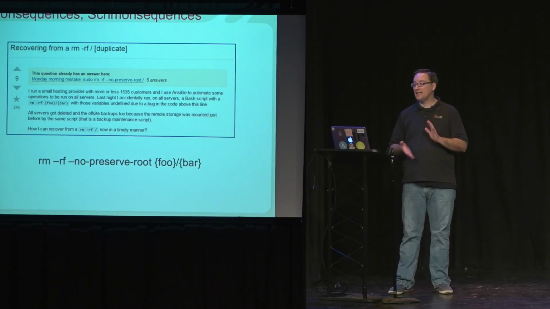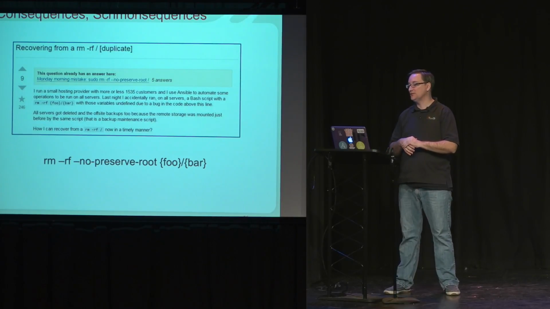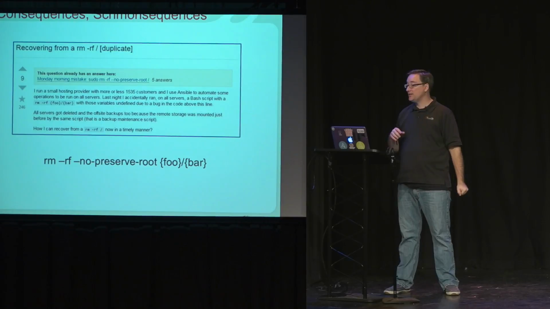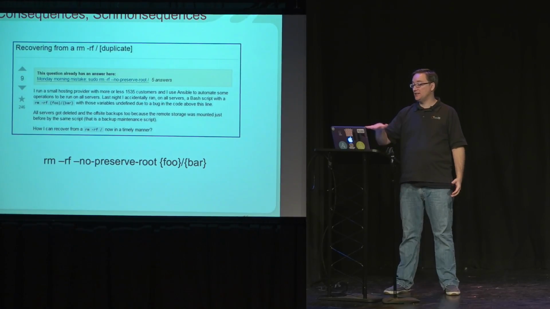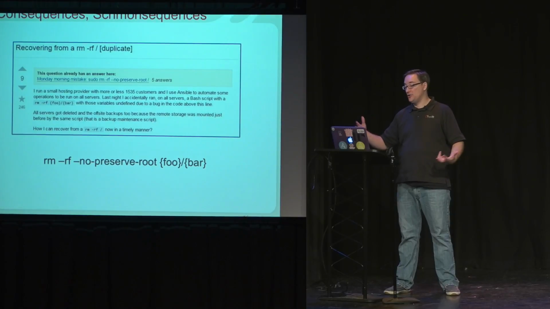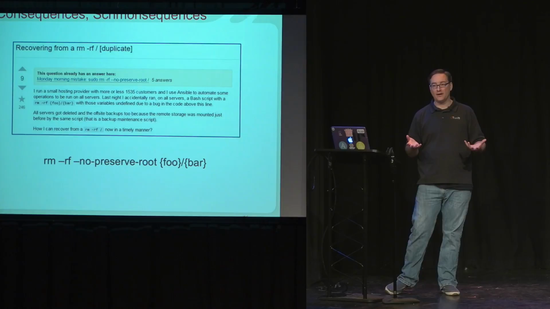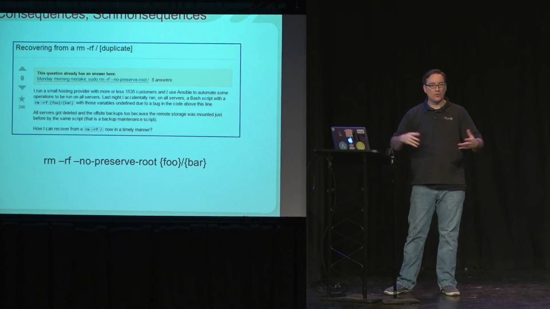All right. Back in April of this year, there were a pair of posts to Server Fault in which people described accidentally destroying their entire company using a command line based off of Ansible that they accidentally ran: rm -rf --no-preserve-root foo/bar, and foo and bar were accidentally undefined. Who heard about this? Raise your hand. Yeah. It was a meme for a while.